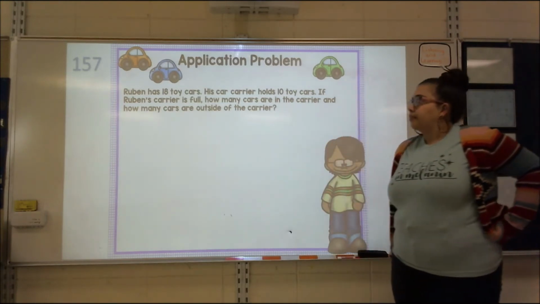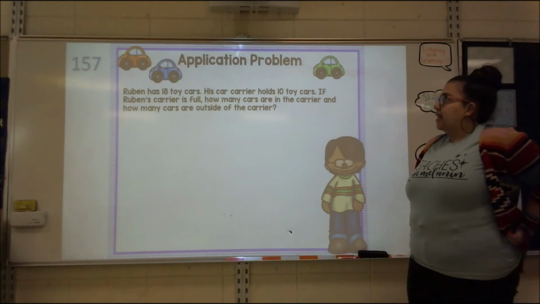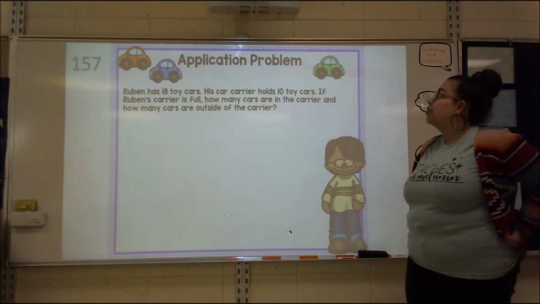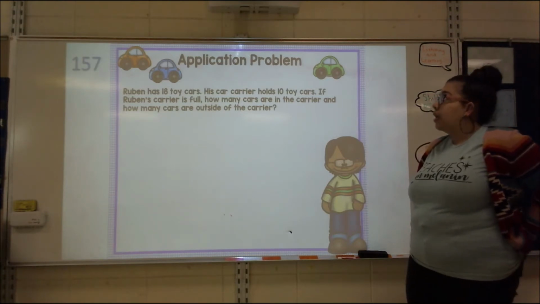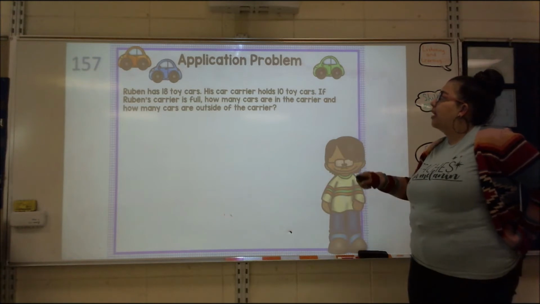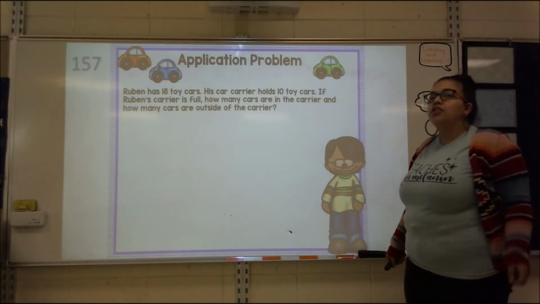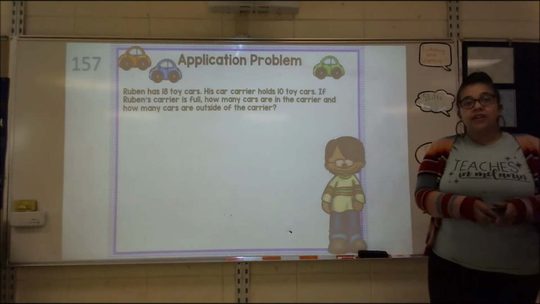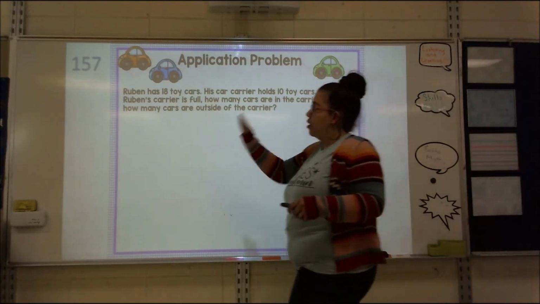It says, Reuben has 18 toy cars. His car carrier holds 10 toy cars. If Reuben's carrier is full, how many cars are in the carrier and how many cars are outside the carrier? All right, I explained the rules. So I'm going to get you this good clean shot so you can work this out.